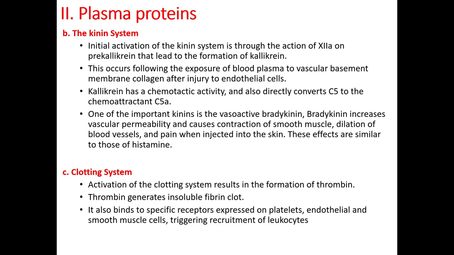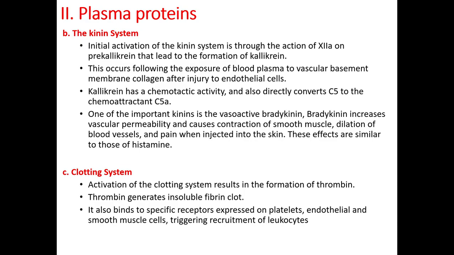The plasma protein systems continue. We have the kinin system. Initial activation of the kinin system is through the action of factor 12a on prekallikrein, which leads to formation of kallikrein. This occurs following exposure of the blood plasma to vascular basement membrane collagen after injury to endothelial cells. That means when endothelial cell injury happens, the basement membrane under the endothelial cell will be exposed to the blood plasma. In this case the kinin system will be activated.